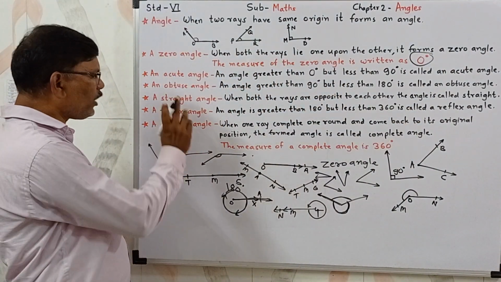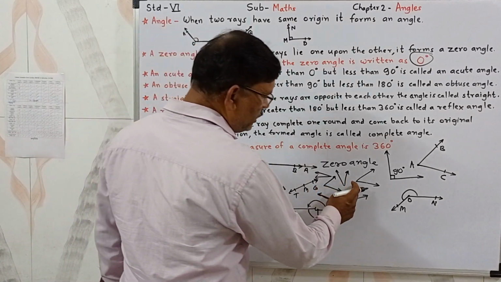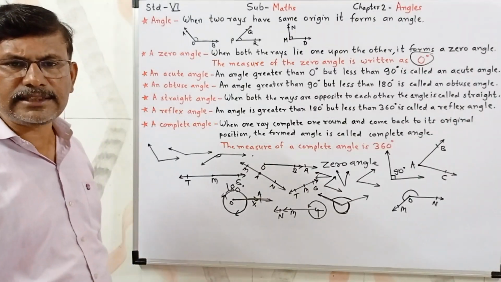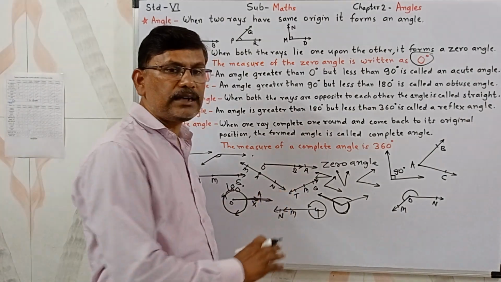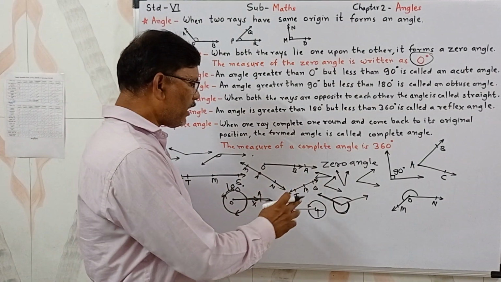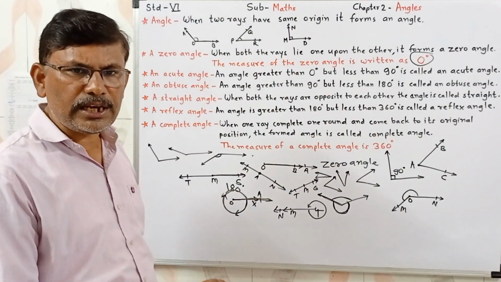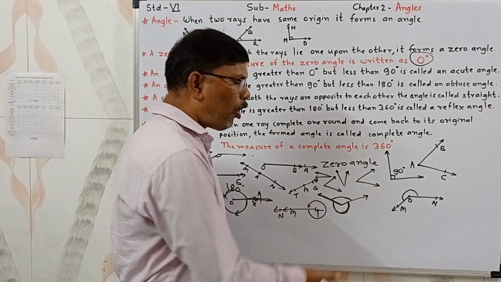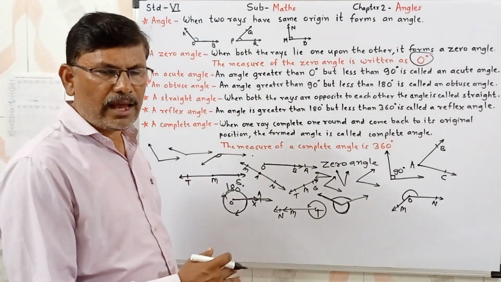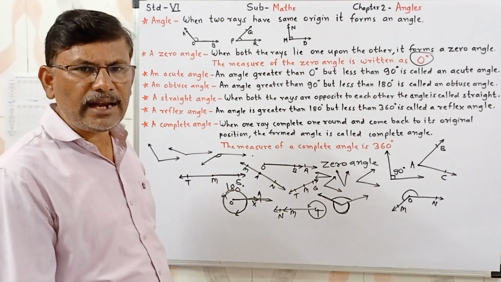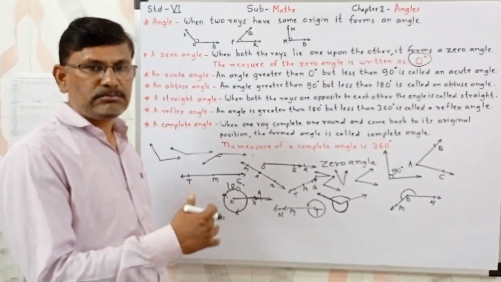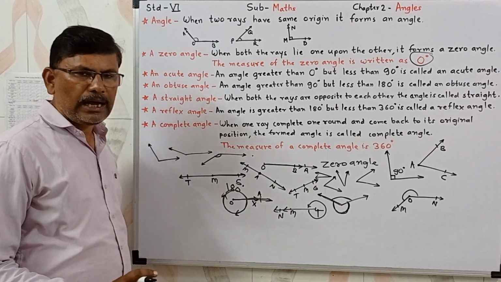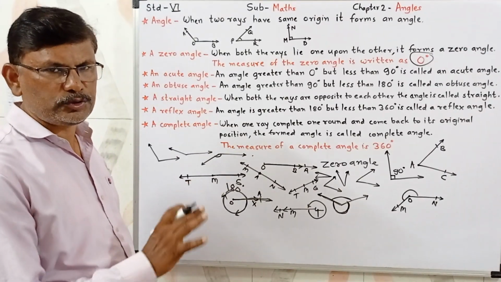Then we learned the acute angle. An acute angle is greater than 0 degrees and less than 90 degrees. Then the obtuse angle: an angle that is greater than 90 degrees and less than 180 degrees. These angles are called obtuse angles.